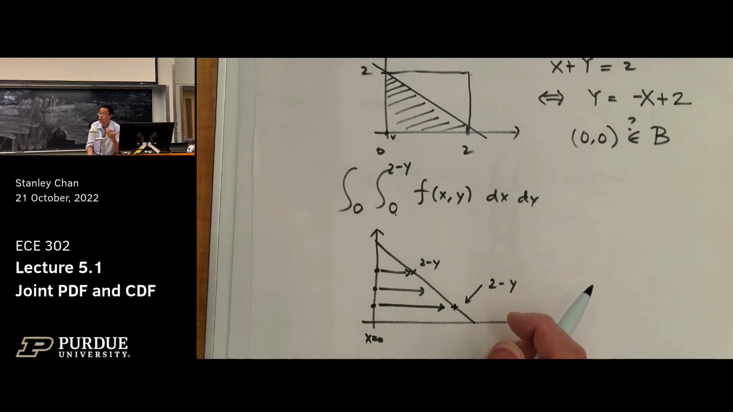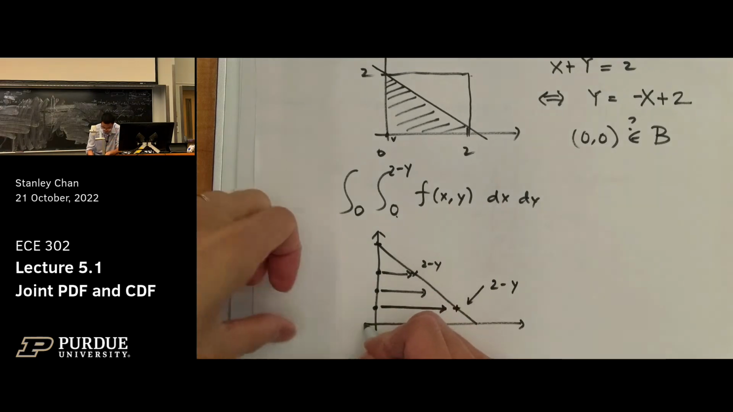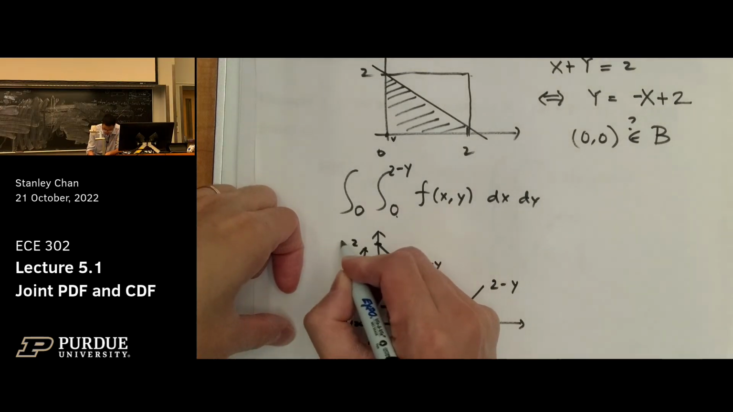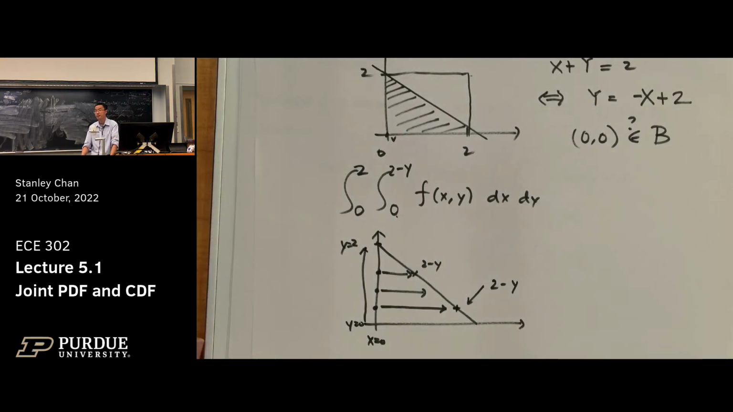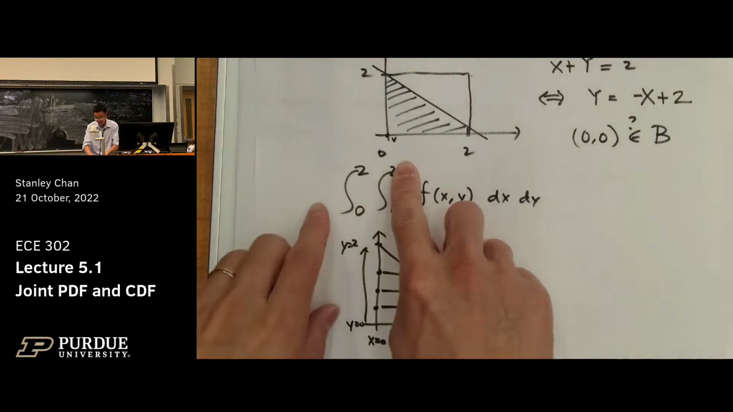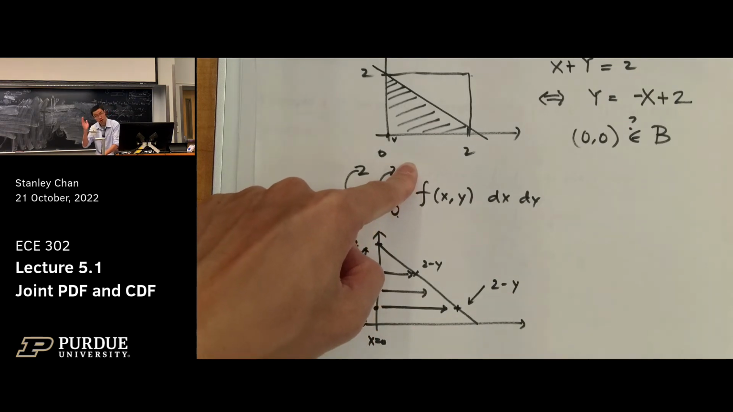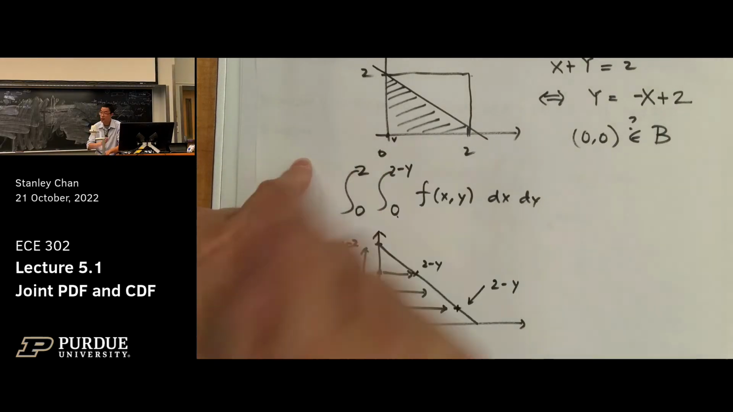So what would be the range of y? It has to be from 0, so this is your y equals to 0, all the way to this point, which is y equals to 2. 0 to 2. Now, if you put the 2 here, instead of 2 minus y, what are you integrating? You're integrating the square. So that is the tricky thing. You need to make sure that these four numbers are all correct.